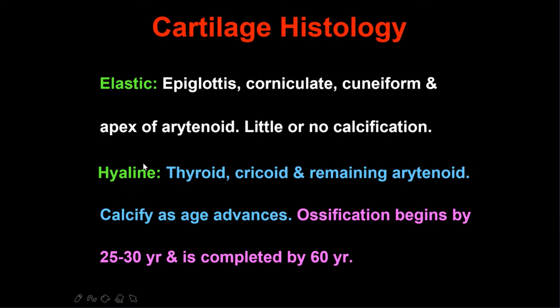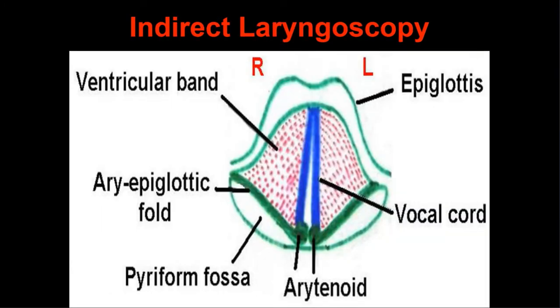So just now I told you the hyaline cartilages are thyroid, cricoid, and the remaining arytenoid cartilage. Epiglottis, corniculate, cuneiform, and the apex of arytenoid cartilage are formed by elastic cartilage. There is no ossification in the elastic cartilage, only in the hyaline cartilage there is ossification, which begins by 25 years and is completed by 65 years.